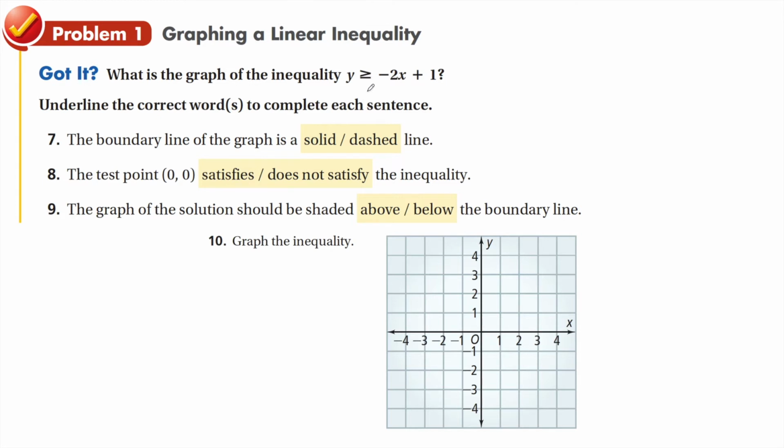Well, as you can see, this y is going to be greater than or equal to that negative 2x plus 1. It has the equal to portion. Therefore, it is going to be a solid line that we're going to be talking about.